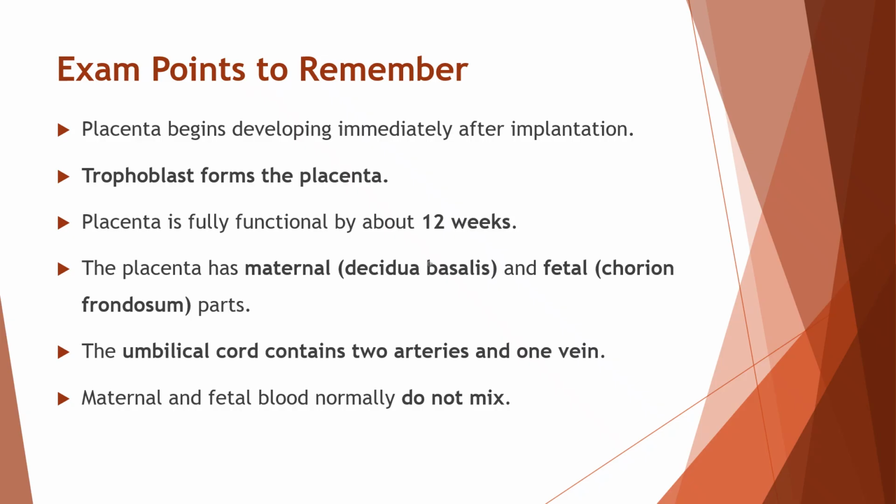The umbilical cord contains 3 blood vessels. It has 2 umbilical arteries that carry deoxygenated blood from the baby to the placenta and 1 umbilical vein that carries oxygenated blood back to the baby. Finally, remember that the mother's blood and the baby's blood do not normally mix. They remain separate, and the exchange of oxygen, nutrients, and waste products takes place through the placental membrane. These are the key points that are commonly asked in nursing examinations, so make sure you remember them well.